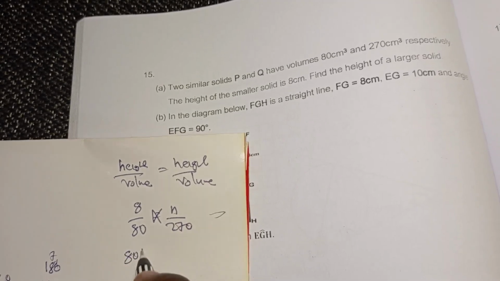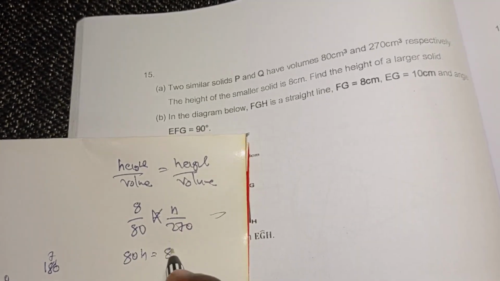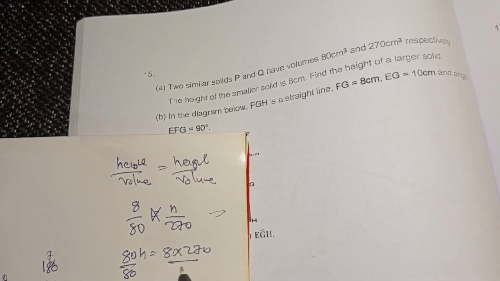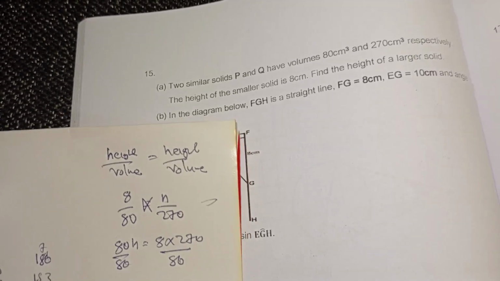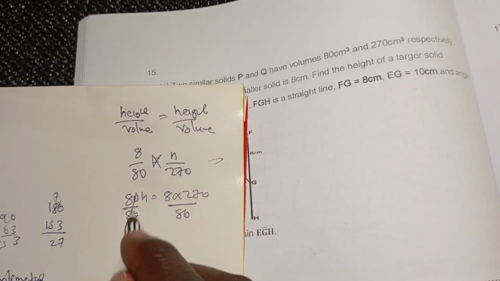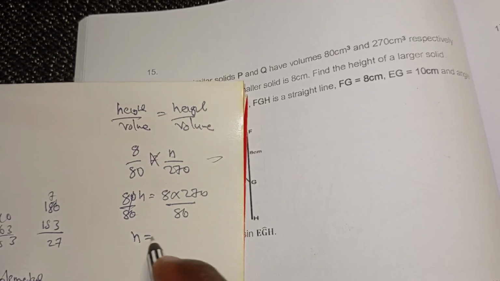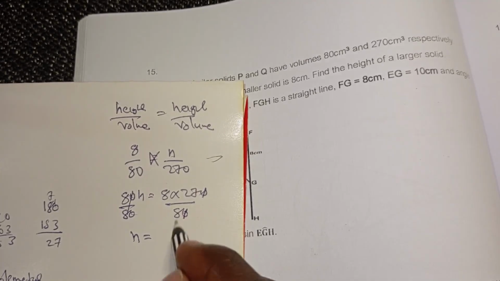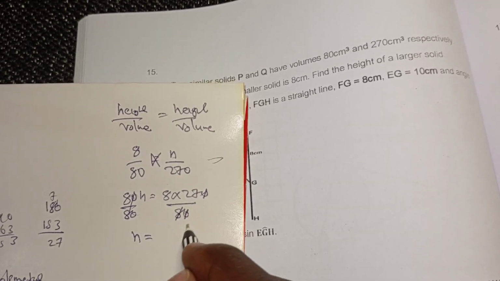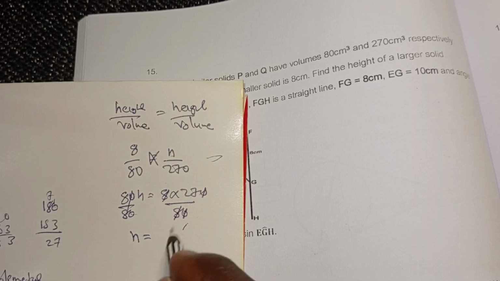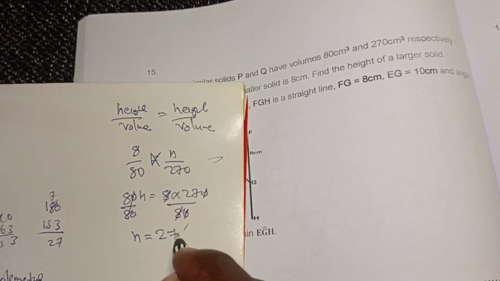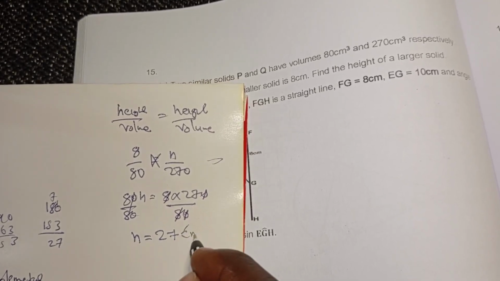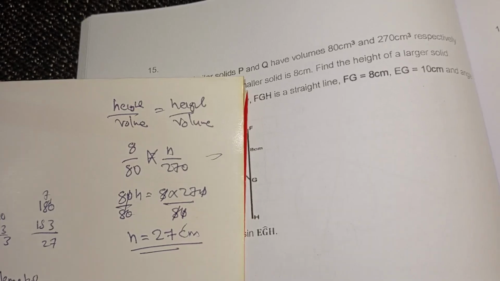To get h: 80h is equal to 8 times 270, divided by 80 on both sides. When it's like this, you cross to cancel here. H is equal to, the 0 and the 0 can go. Then 8 into 8 is 1, 1 remains, so it is actually 0.7 centimeter. Okay, and you are done here.